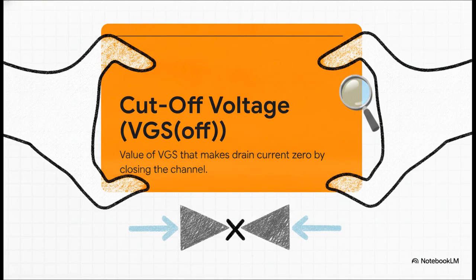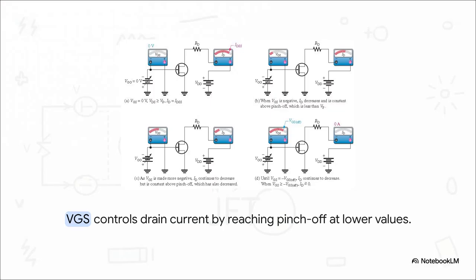On the exact opposite end of the spectrum, we have the cutoff voltage. If pinch-off gives us our maximum constant current, the cutoff voltage is the exact amount of negative gate squeezing we need to just completely pinch the channel shut. At this point, the depletion region has widened so much that the channel is closed entirely, dropping our drain current straight down to zero. Let's actually watch this dynamic in action.